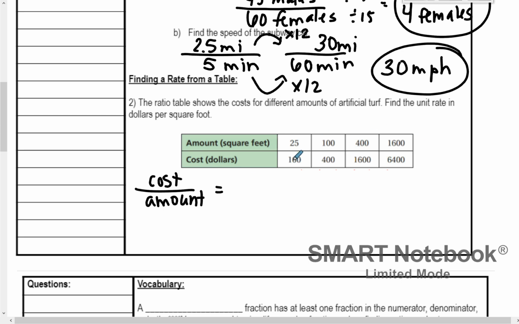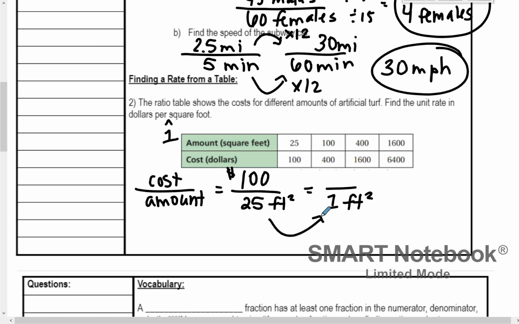Then we can just pick one of these ratios from in here, and I just like to pick the smallest one. I think that's the simplest. So we would do $100 as the cost over 25 feet squared. We want to know how much it is per, and remember after that per, we assume that there's a 1 per 1 square foot. We want that to be equal to 1 square foot. How do we get from 25 to 1? Well, we divide by 25.